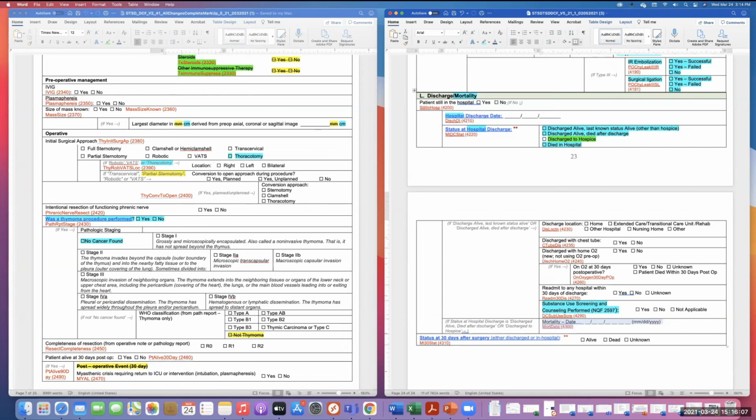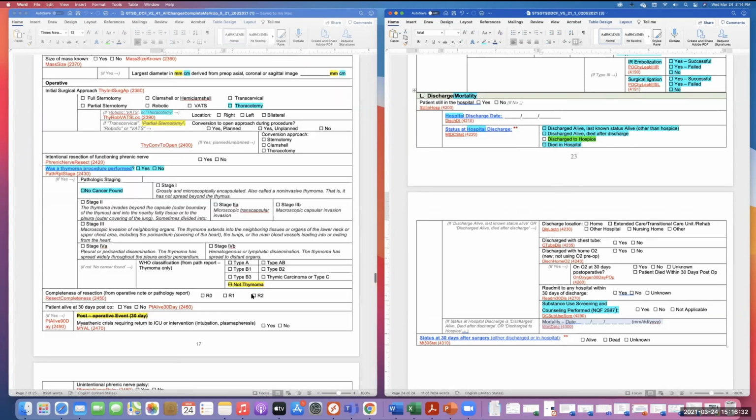Thank you. Discharged alive, died after discharge. How far along do we count deaths? It should be the 30 days post procedure, or up until the time of discharge if they're in the hospital past the 30-day mark.